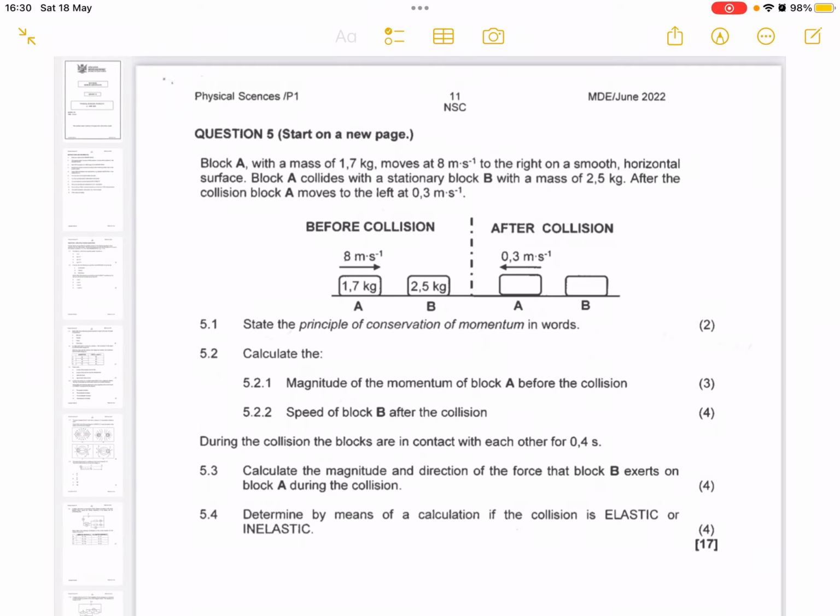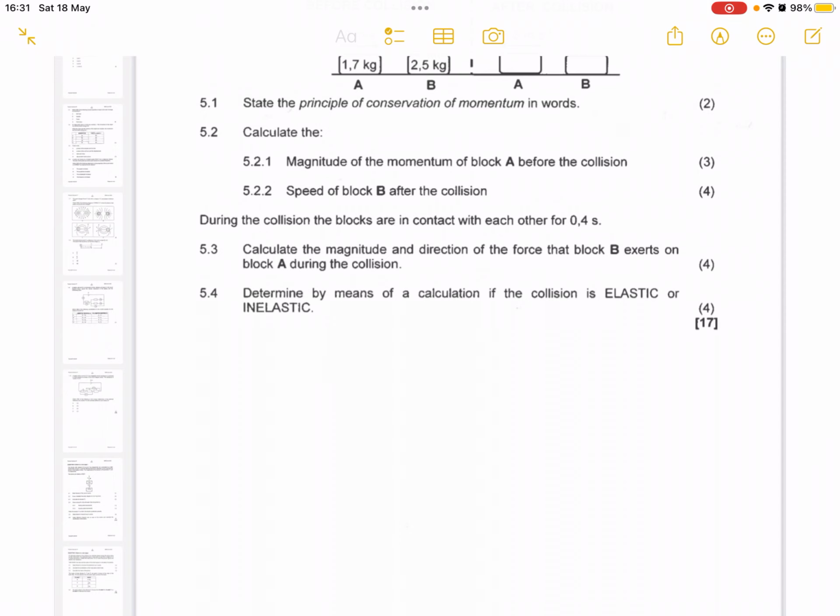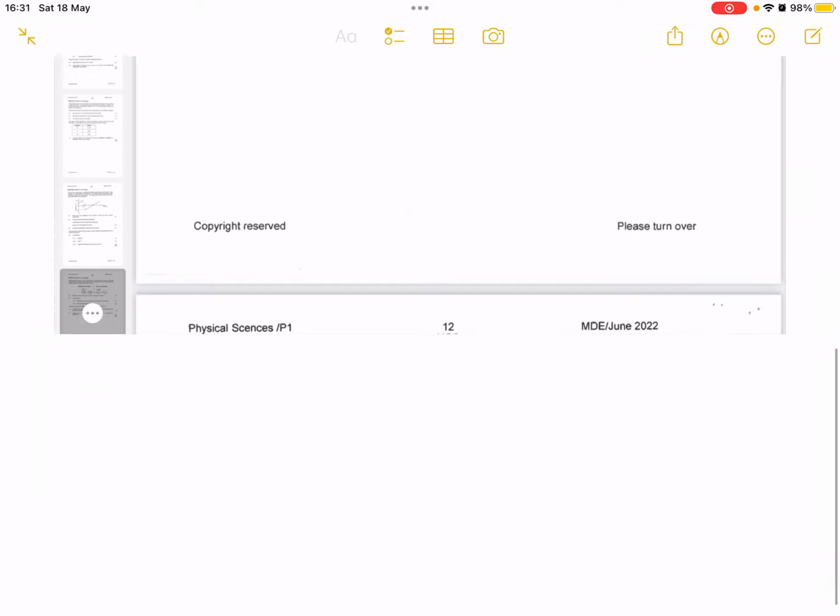Now they have a block A with a mass of 1.7 kilograms that moves at 8 meters per second to the right on a smooth horizontal surface. Block A collides with a stationary block B with a mass of 2.5 kilograms. And after the collision, block B moves to the left at 0.3 meters per second. Now, the first question asks about stating the principle of conservation of momentum in words. And let's get right to it.